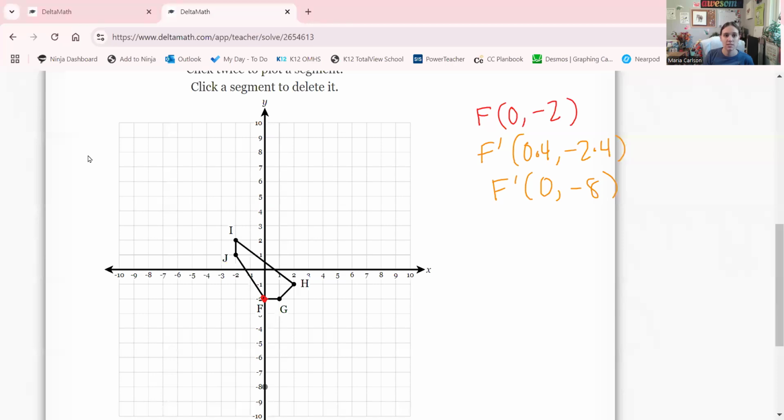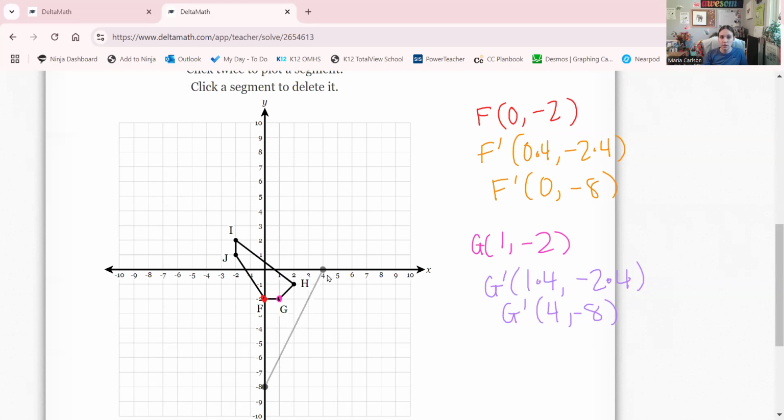Now, let's talk about G. G is the point 1, -2. If we're going to dilate this point centered about the origin by a scale factor of 4, I'm going to multiply my x value by 4 and my y value by 4. 1 times 4 is 4, and -2 times 4 is -8. So G prime is the point 4, -8. I'm going to plot that point: over to the right 4, and then down to -8.